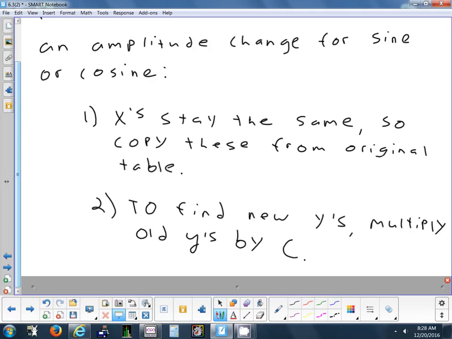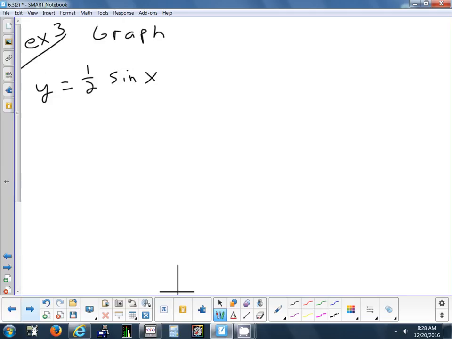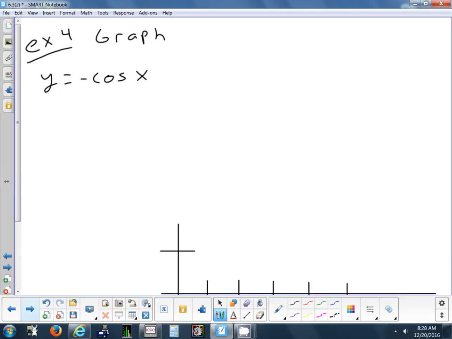Notice here that it says c. It doesn't say absolute value of c. Whatever number is in front, that's what you would multiply by. So I'm going to skip ahead, and I can come back to this in a second. But in this problem, I would multiply the y values by 3. I'd multiply the y values by 1/2. How about in that problem? I'd multiply the y values by -1.